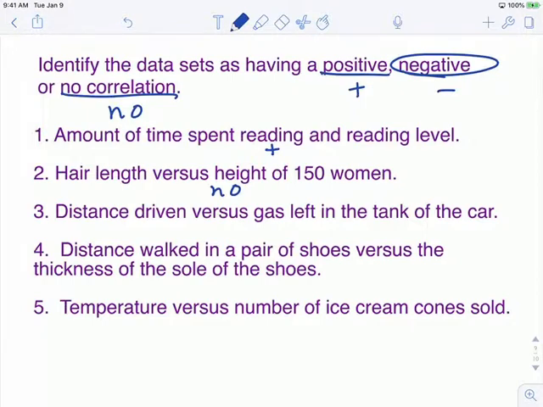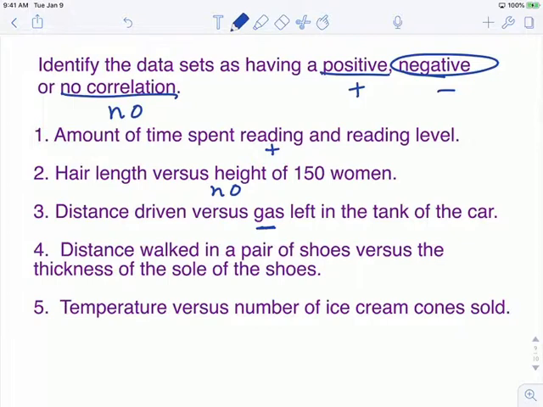Distance driven versus gas left in the tank. If I have driven no distance, then I'm probably going to have the most amount of gas that I can have left in the tank. But if I've driven a long distance, I'm not going to have a ton of gas. So this is a negative correlation, because as the gas is decreasing, my distance would be increasing.